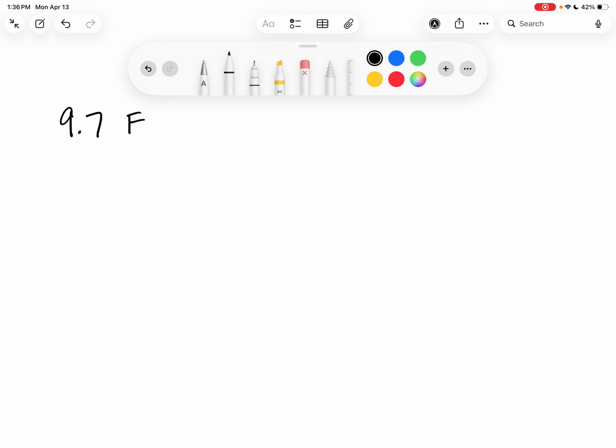9.7, factor special products. So these are going to be the special types. Our first one is going to be a difference of squares.